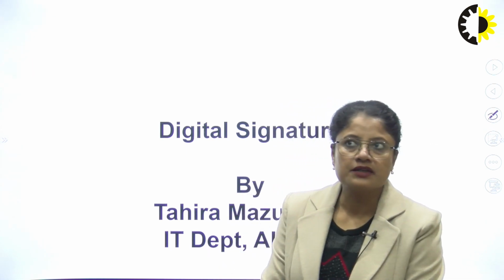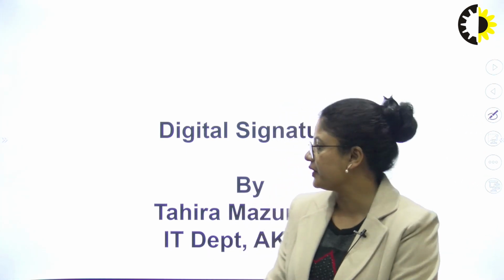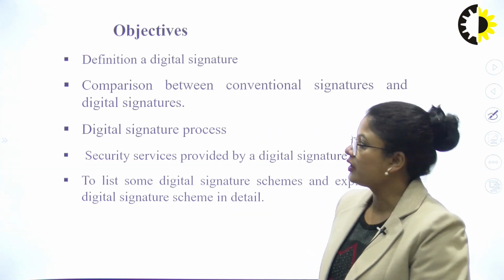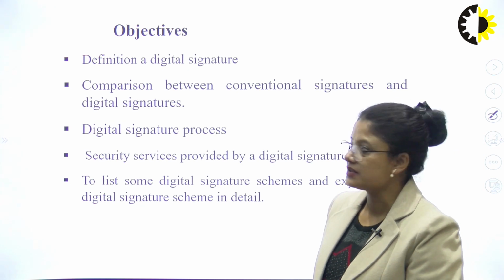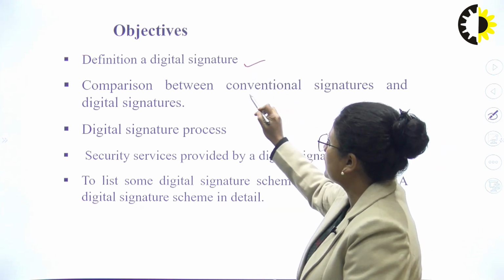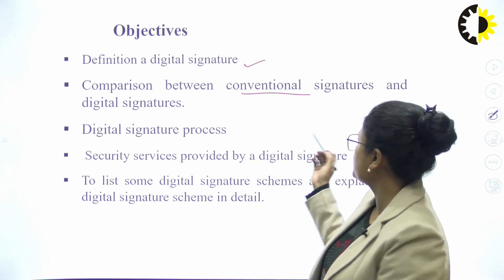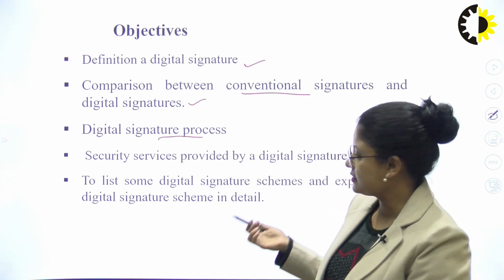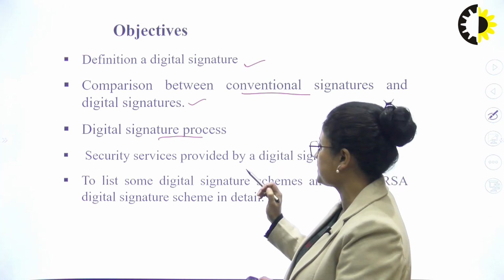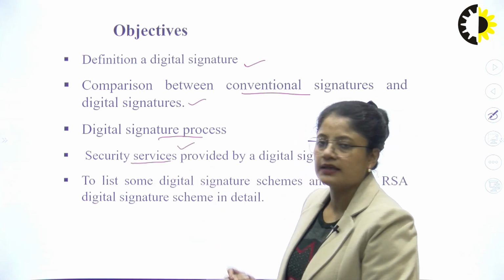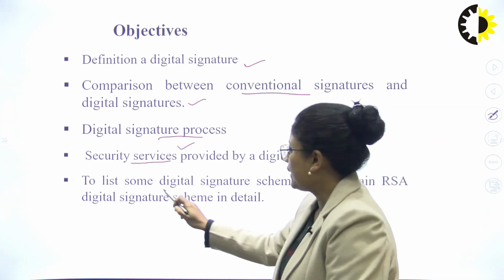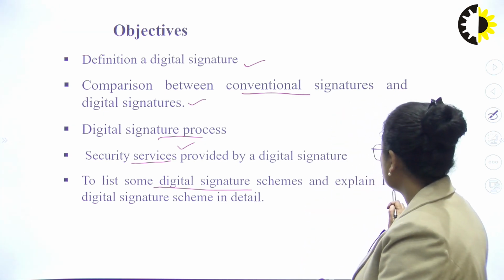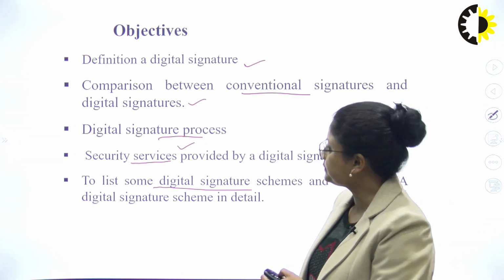It is a topic which comes under cryptography and network security under AK2 syllabus. And these are the topics which I'll be talking about. I'll be talking about the definition of digital signature, what exactly digital signature is. I'll compare a conventional signature with digital signature, how exactly a digital signature process takes place, then what are the security services that digital signature provides, and finally I'll list some schemes of digital signature that are being used, and I'll be talking about RSA digital signature in detail.